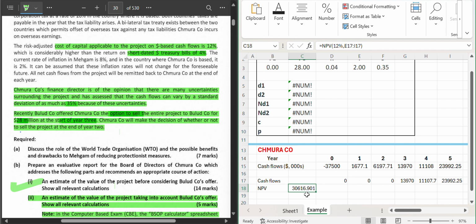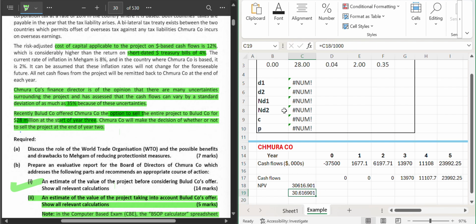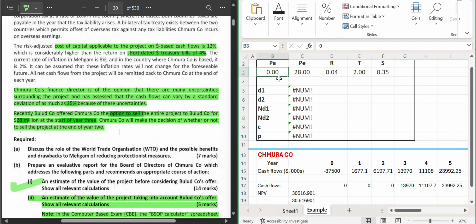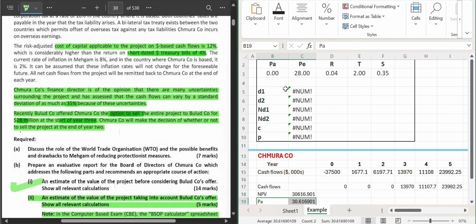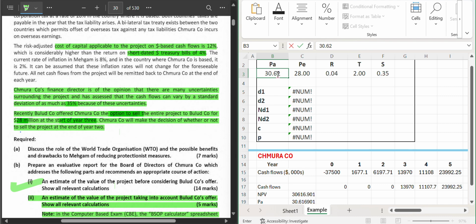Okay, so this comes as 30616.901. Let me divide this value by 1000 so that it will come in millions. I'm putting this here. So this is your PA value. That's it. You have to simply apply this value here. So 30.62, enter.